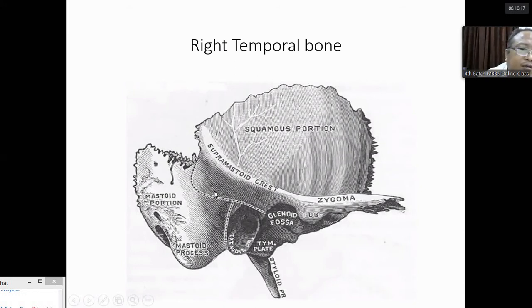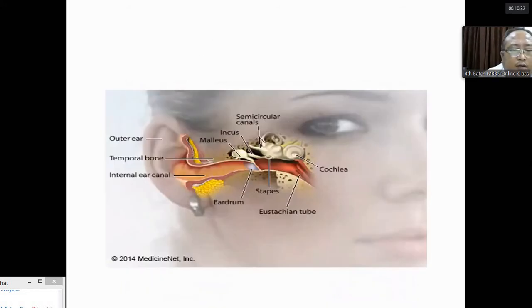Squamous part, mastoid process, and this is the bony part of the inner ear, the tympanic bone, and the stylomastoid foramen. These are the subdivisions of the temporal bone. And this is when we do coronal cross sections. This is the normal anatomy of the ear: outer ear, middle ear, and inner ear. This is the area which we usually focus on for surgical issues.